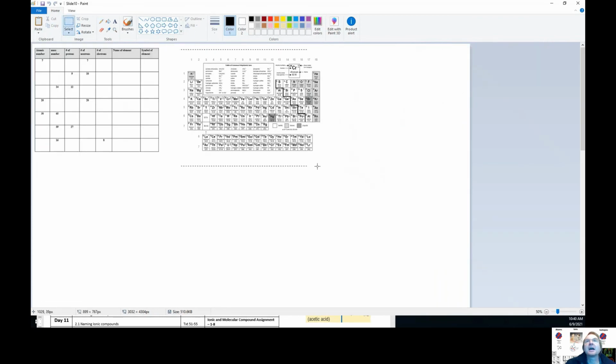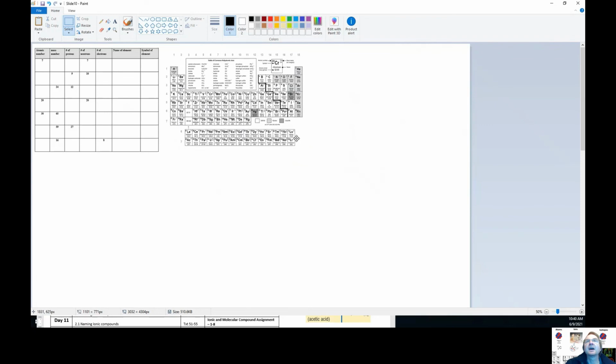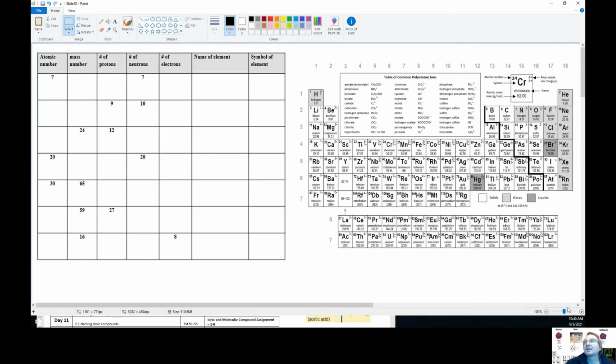Have yours beside you, and again, your assignment literally is this exact assignment. So the atomic number is 7. Well, that's nitrogen, and so our mass number, we'll round it, 14. So don't worry about putting the number that they have, round it to its nearest whole. Number of protons is going to be 7, right? Because we go atomic number or proton number, because that's my proton number.